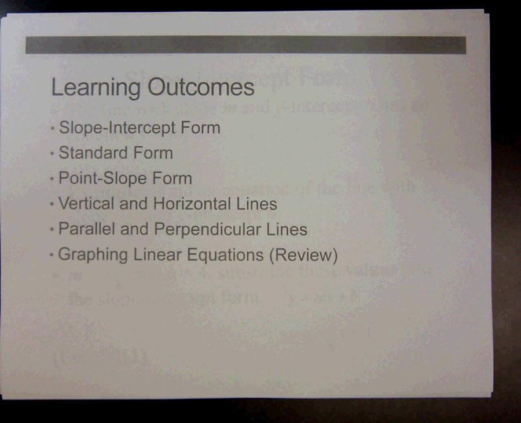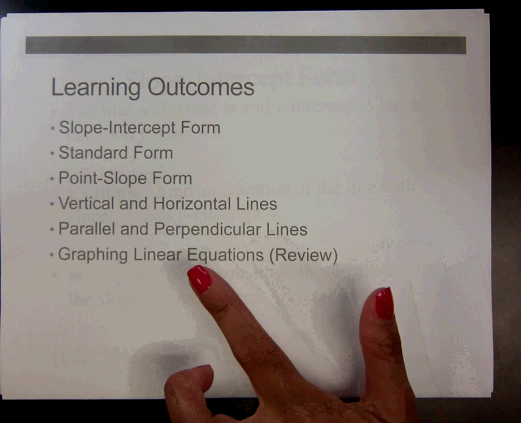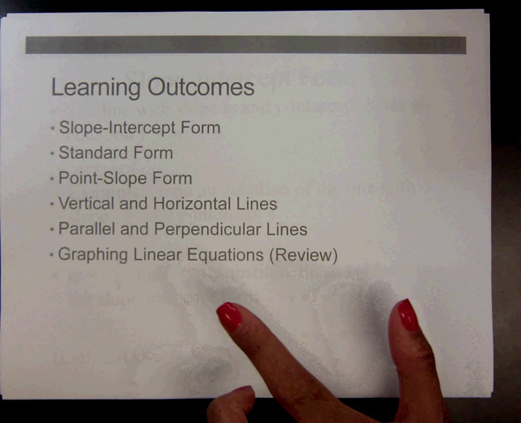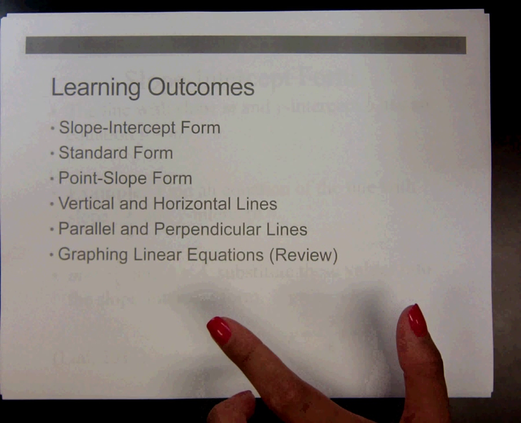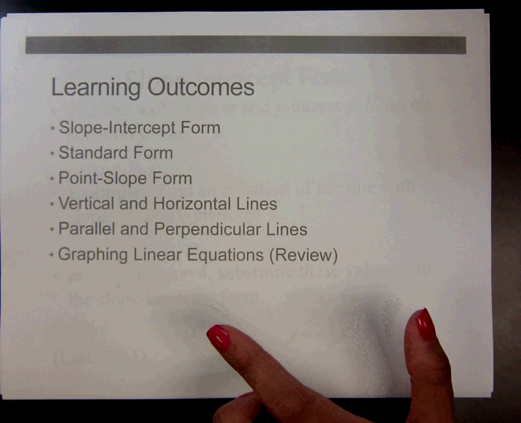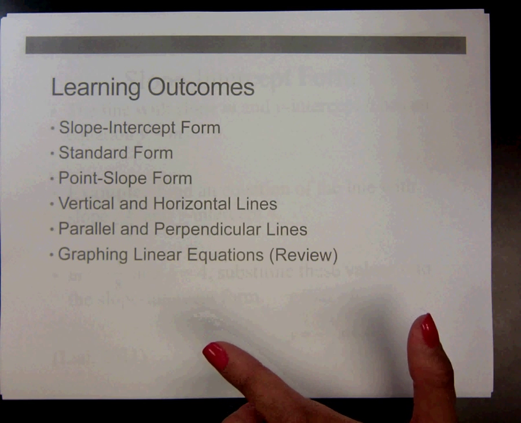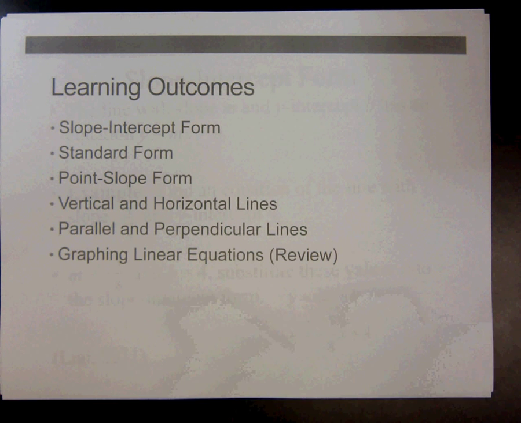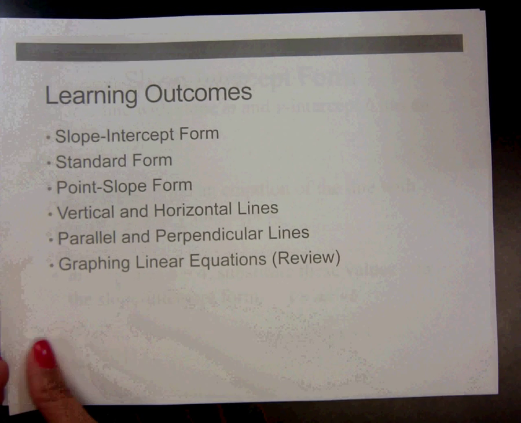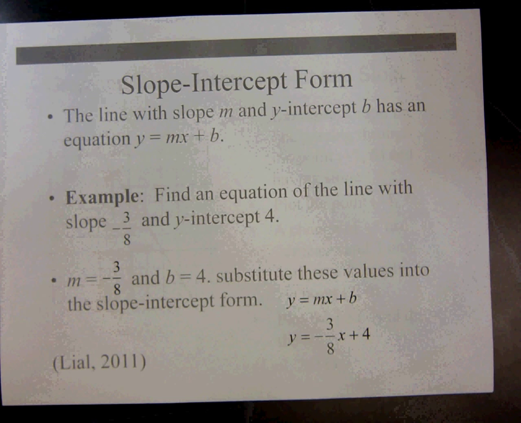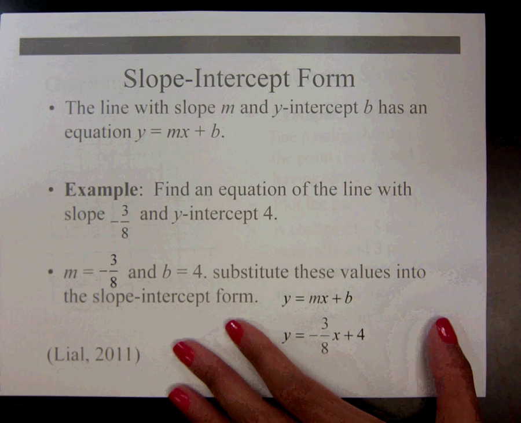So we are going to do quite a bit in this section, but most of it is meant to be a review. We're going to look at slope-intercept form, standard form, point-slope form. We're going to look at equations of vertical and horizontal lines, parallel and perpendicular lines, and graphing linear equations. Okay? So quite a bit in this section, but this section is designed to be a review for you. Let's talk about slope-intercept form first.